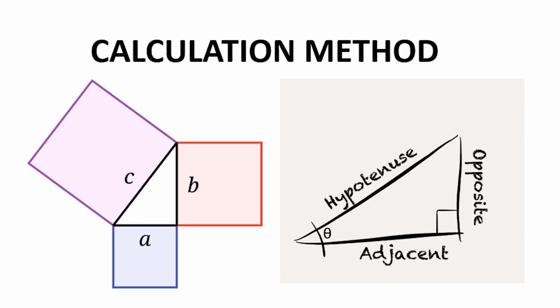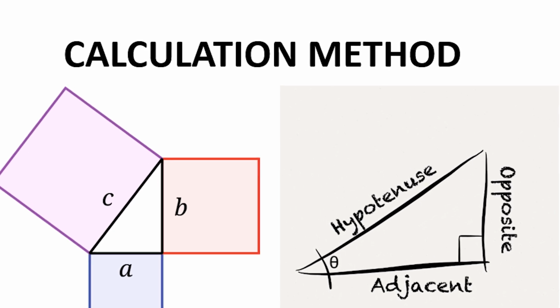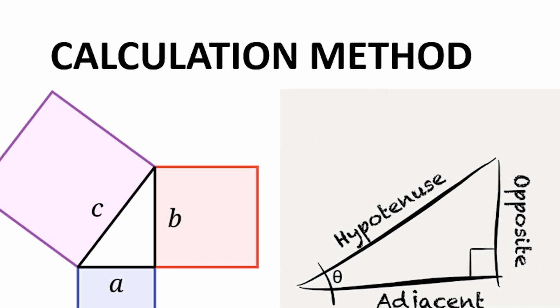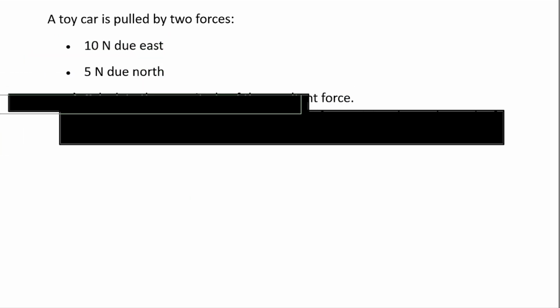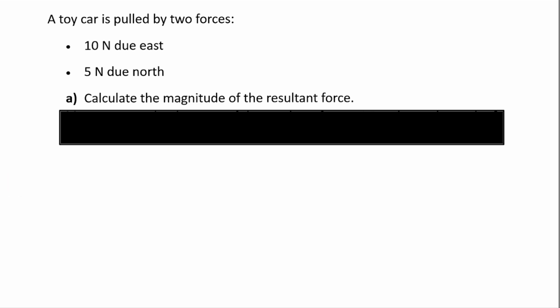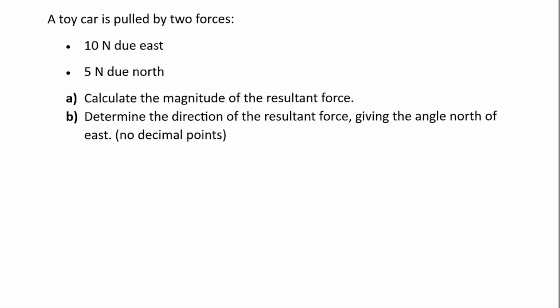Now for the calculation method. Questions that rely on this method will tend to require either trigonometry or Pythagoras calculations to be used. Here's an example question. A toy car is pulled by two forces, 10 newtons due east and 5 newtons due north. Calculate the magnitude of the resultant force and determine the direction of the resultant force, giving the angle north of east (no decimal points).